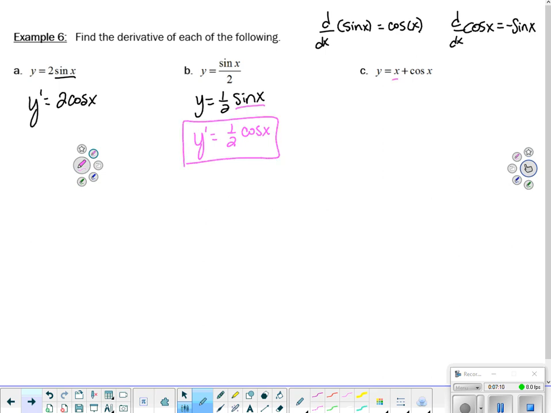C has a couple terms in it. We're going to individually take the derivative of each. The derivative of x, if you remember from section 2.2a, what we did last time, is 1. And the derivative of cosine is negative sine. And there is its derivative.